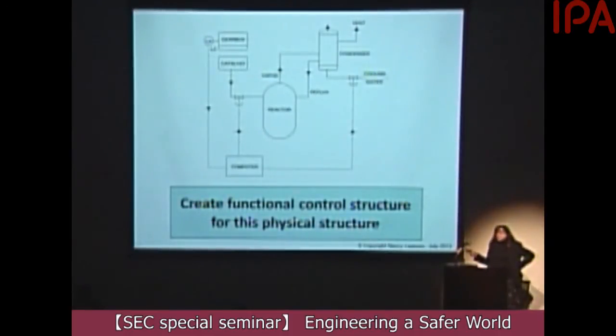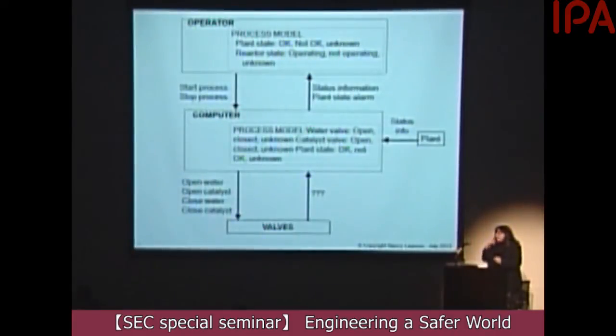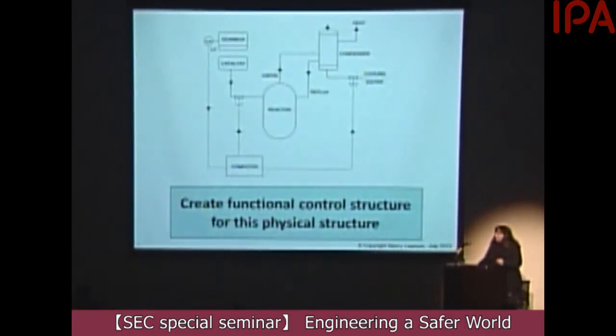So how do we get that information? Well, we start from a control structure. The hazard is easy. It's overheating of the reactor. So we're trying to prevent overheating of the reactor. Now, this is a physical structure.